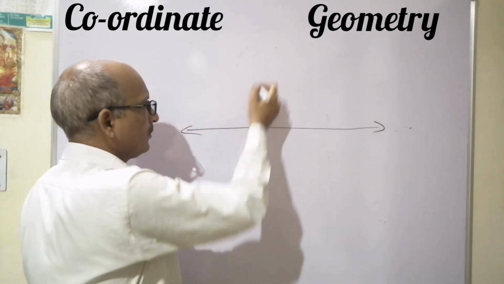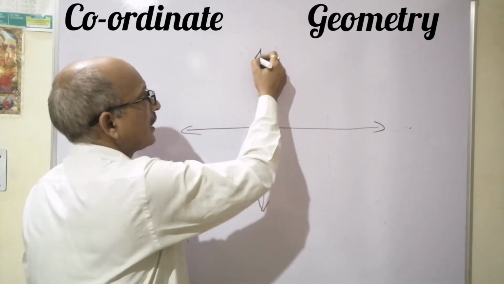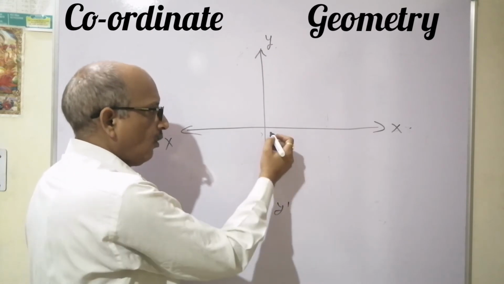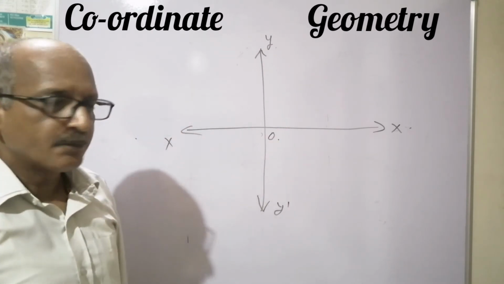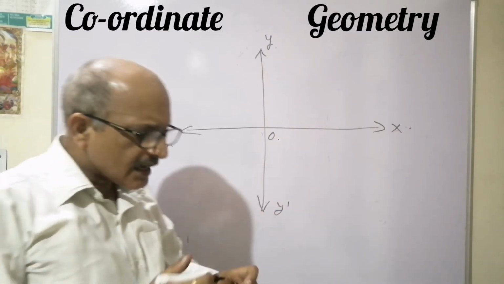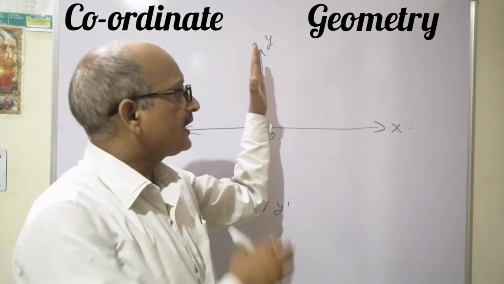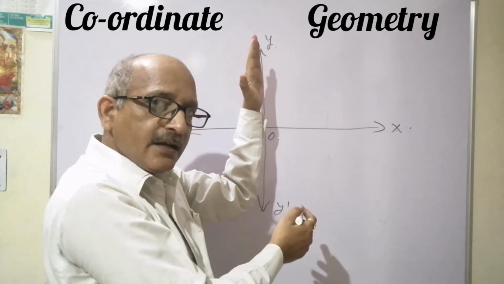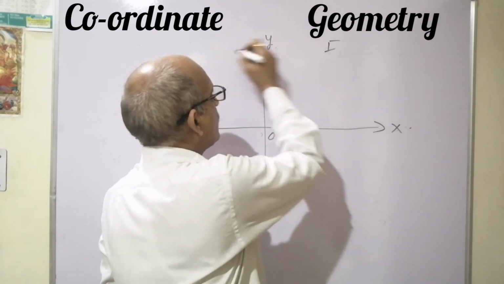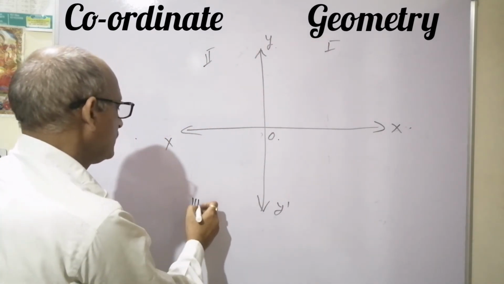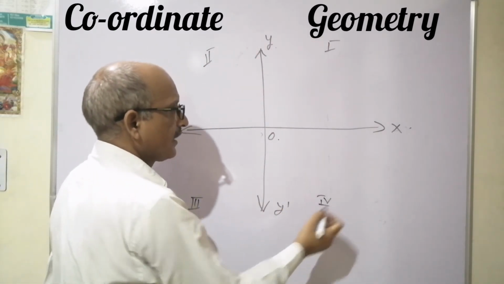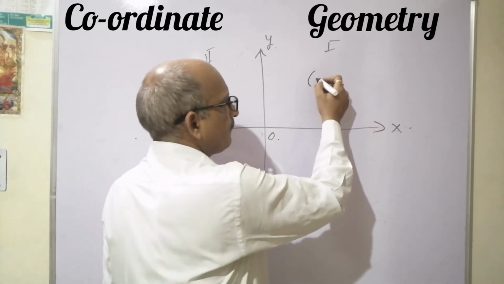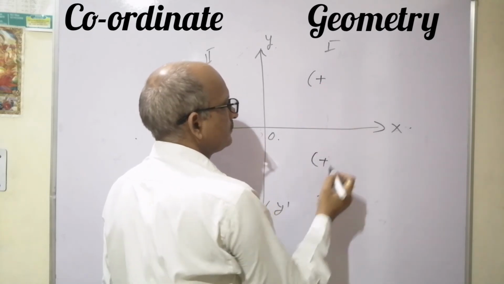I think it is very clear to you. The horizontal line is the x-axis and the vertical line is the y-axis. The intersection point is the origin, that is O. As I have told you, to the right of this vertical line x is positive, so these two quadrants are to the right of it. Let us see the first, second, third and fourth quadrants. Both are positive here, so we can write plus and also plus.